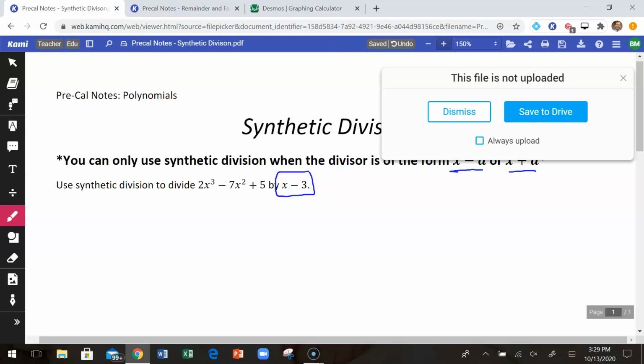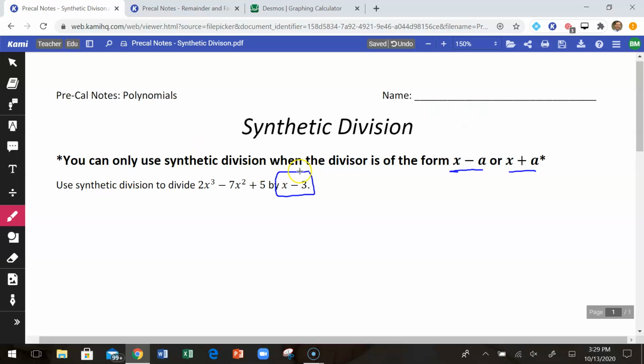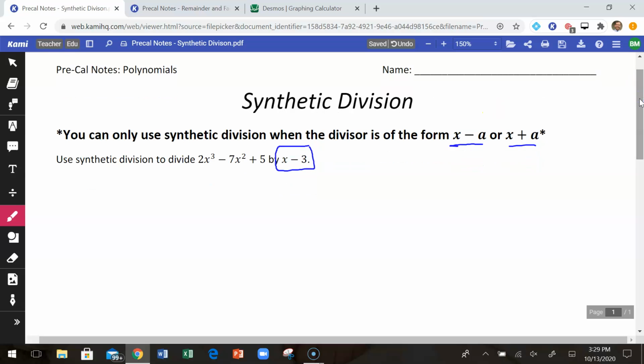Okay, so because I'm dividing by x minus 3 here, I'm going to go ahead and use synthetic division. And here's how it works. In a box out to the side, we are going to put what the 0 of this would be. So if I were to set this x minus 3 equal to 0, what would I get? I would get positive 3. That is what's going to go in the box.